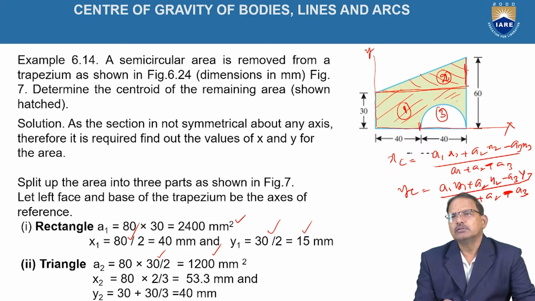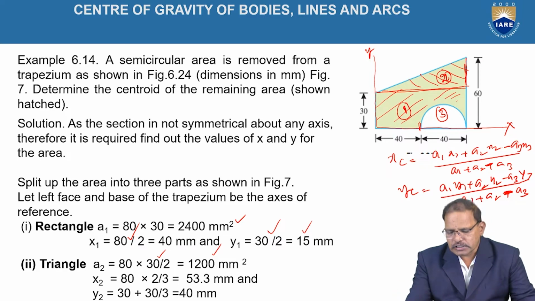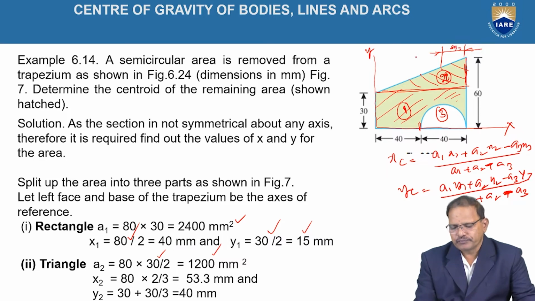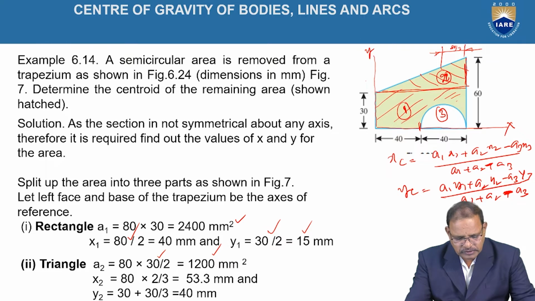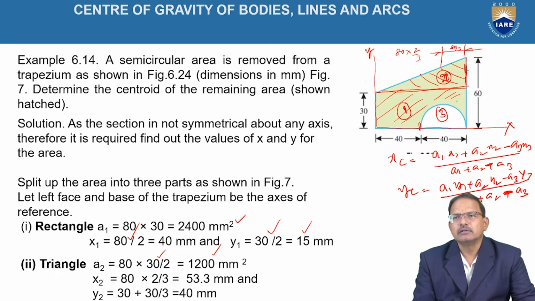So xt, that is the position of the centroid with respect to the y-axis. From the base, it is at a distance of h by 3. Here h is equal to 80 mm, that is 80 by 3. But we have to measure the distance with respect to the y-axis, that is 80 minus 80 by 3, or 80 into 2 by 3 is the remaining distance. From this relationship we get 53.3 mm.